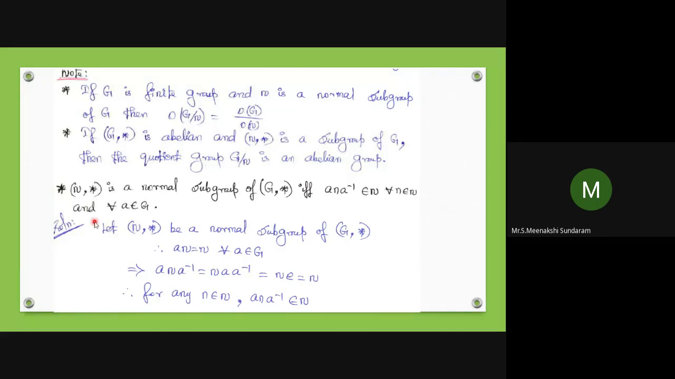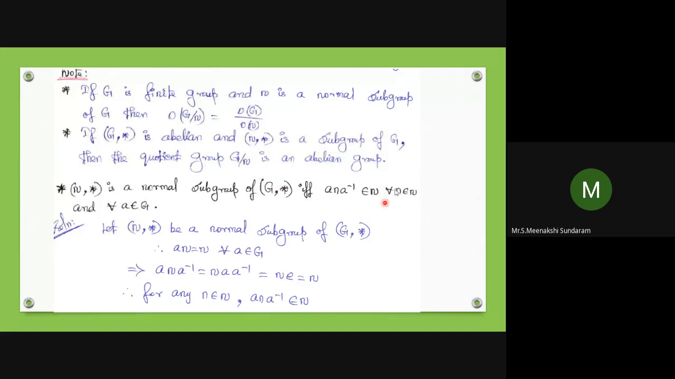The most important theorems are proofs. Most important for a subgroup, like a star b inverse belongs to H, we have proved. That is, H is a subgroup of G if and only if a star b inverse belongs to H for all a, b belongs to H. This is a subgroup, then it is called a subgroup of G. Same like that, N, star is a normal subgroup of G, star if and only if a inverse belongs to N.